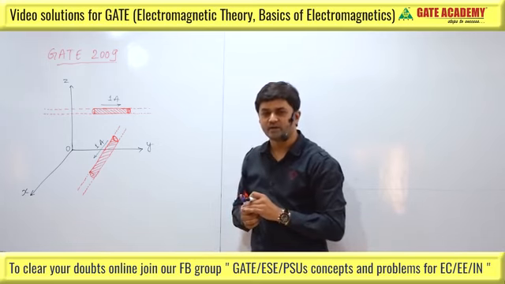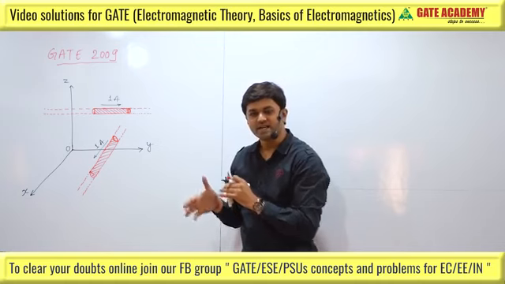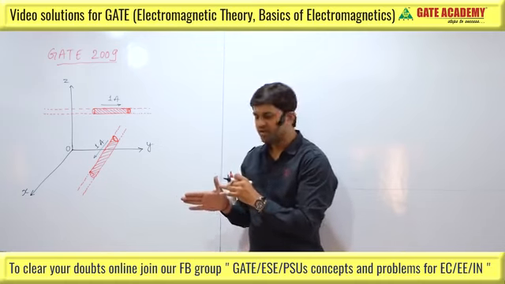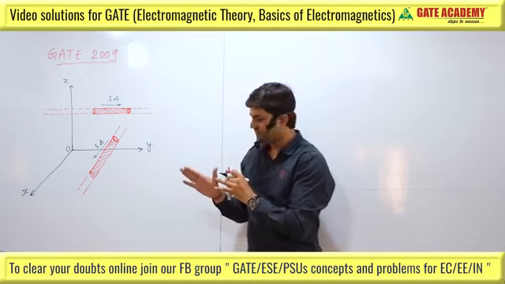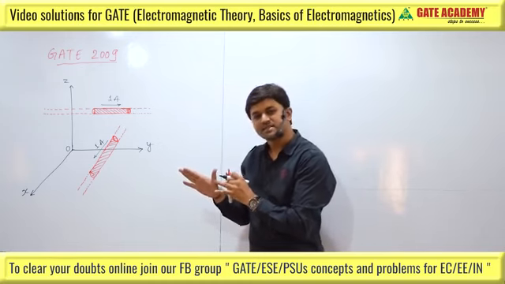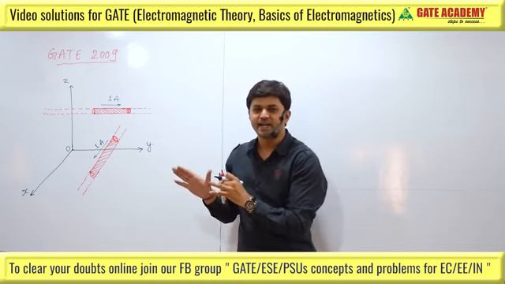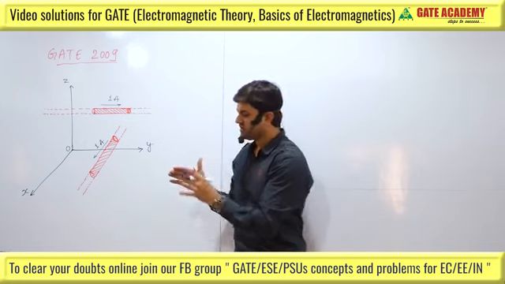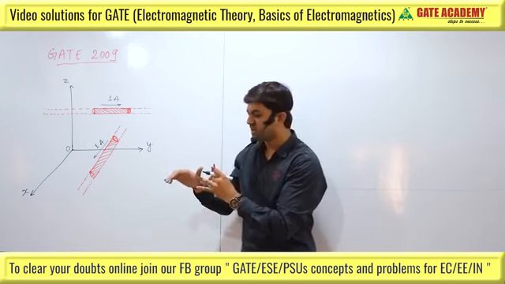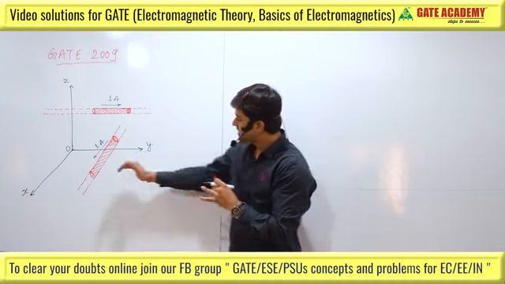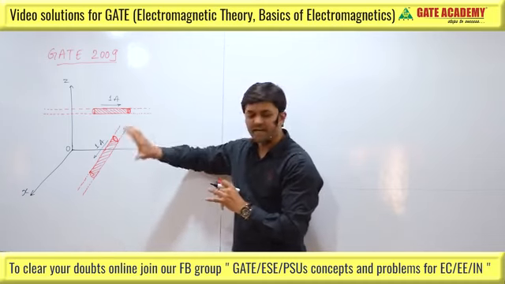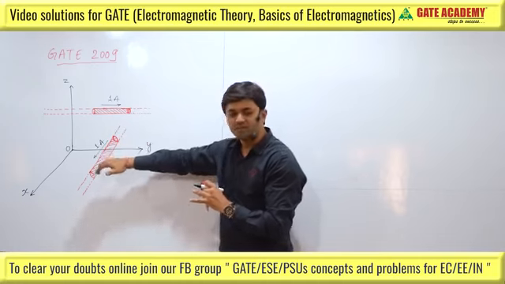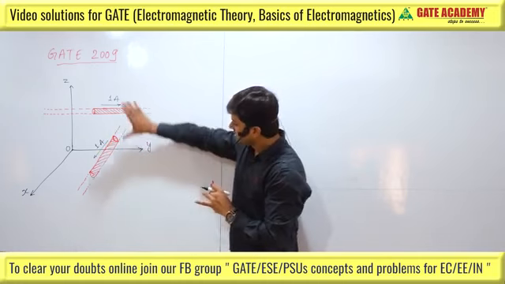According to the right hand thumb rule, if the thumb is the direction of current, then the direction of magnetic field is given by the direction in which the fingers curl. That means if the thumb is the direction of current, the direction where the fingers curl will be the direction of magnetic field.